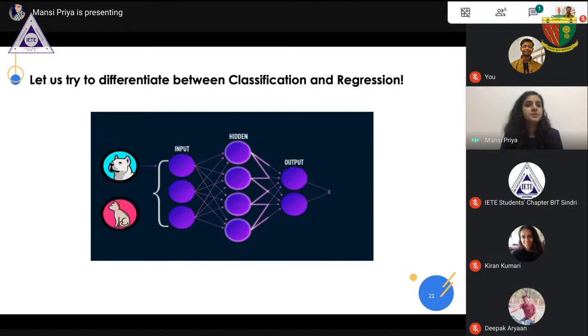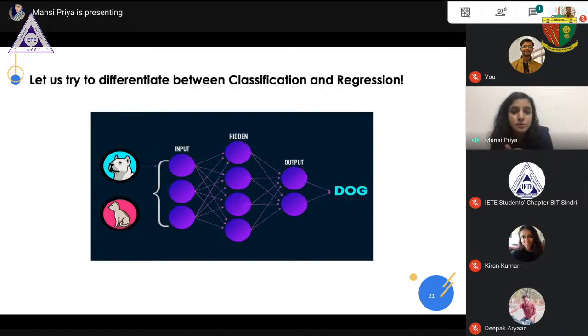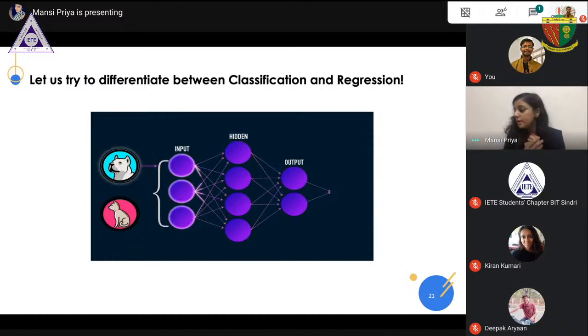Okay, now comes the second question. Here we are giving images of cats and dogs, and the model is able to predict whether it is a cat or a dog. So what do you think? Is this a classification problem or a regression problem? And as before, you can put your answers in the chat box.